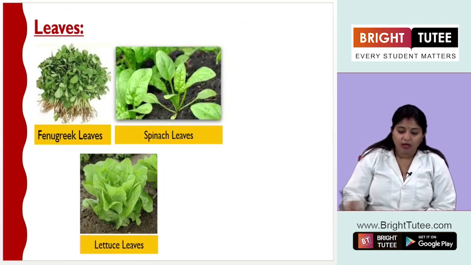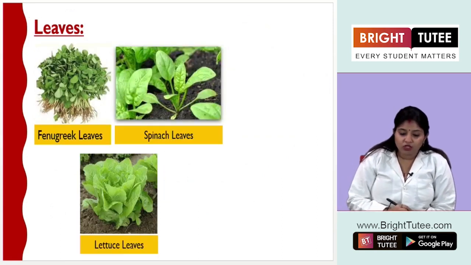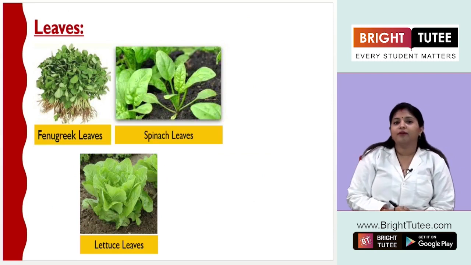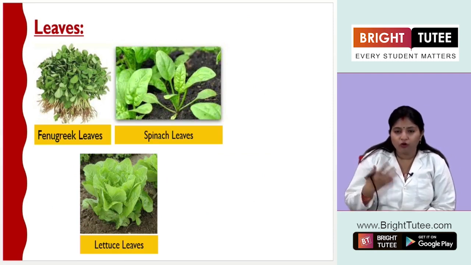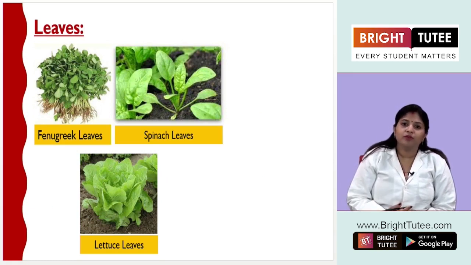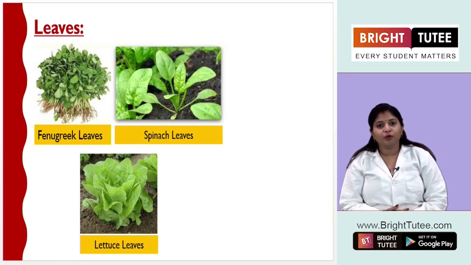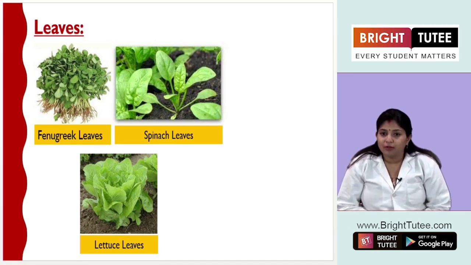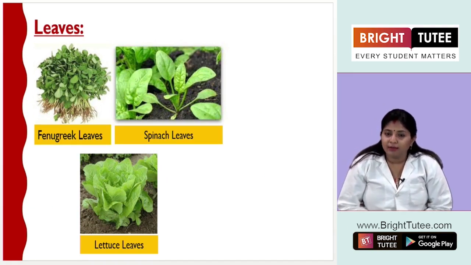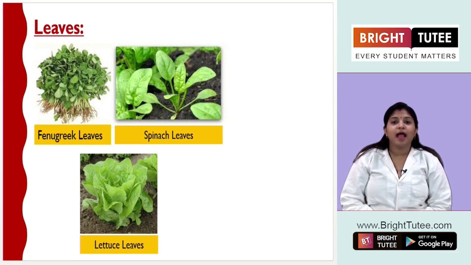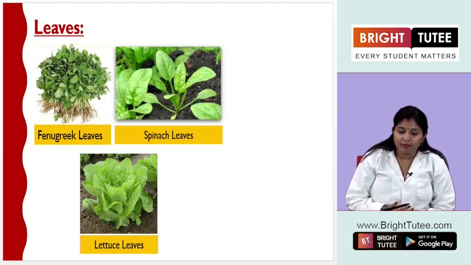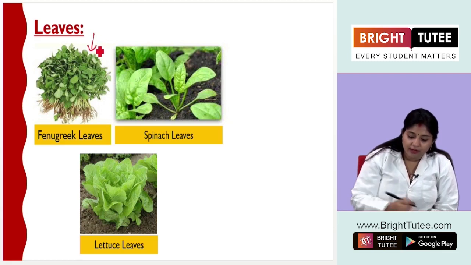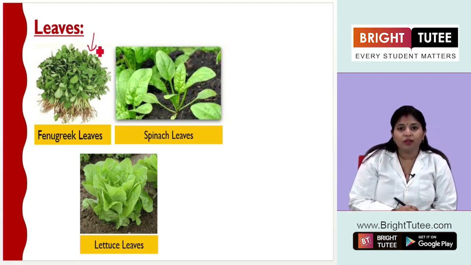Then we have leaves. Again, leaves are rich in minerals and vitamins, and that is why people eat a lot of green vegetables. We always suggest people to have green leafy vegetables because they are really healthy, as they are rich in minerals and rich in vitamins. What are the different leaves that we eat on our daily basis? One is fenugreek leaves. In Hindi we call them methi.